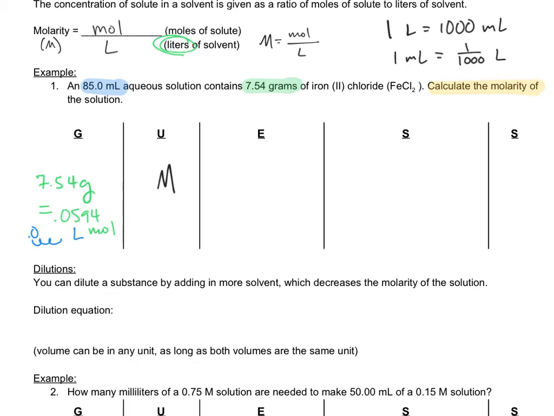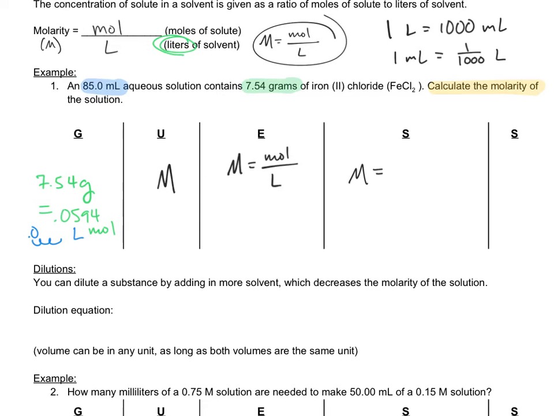Now our equation, which we said up here, is that molarity equals moles divided by liters. Great. And this is very nice because it's already solved for the variable we need. We don't even have to do any algebra. All we have to do is substitute. We leave M alone because it's what we're looking for.